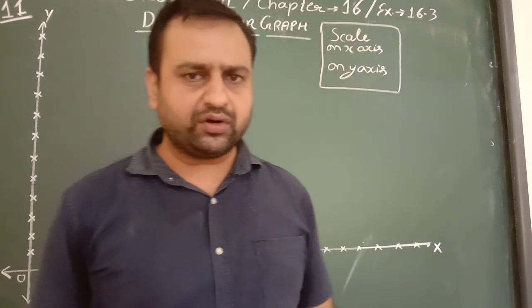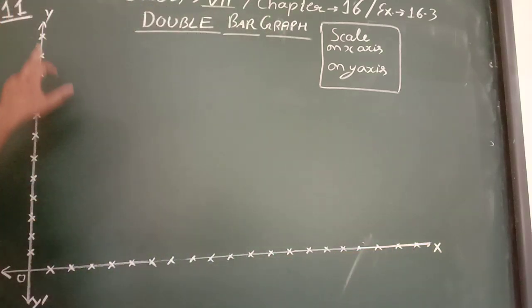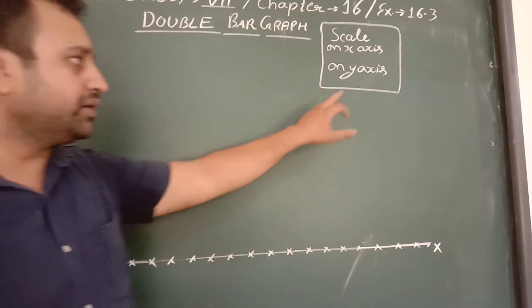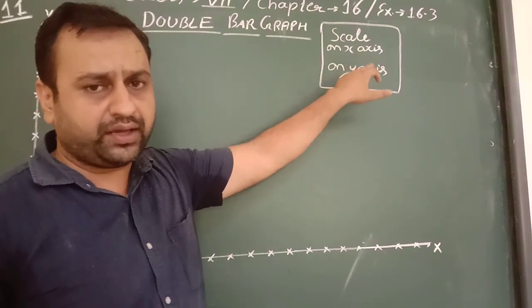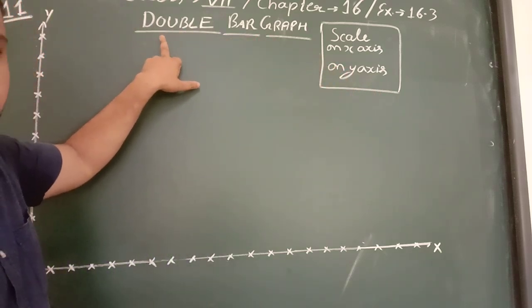Firstly, similar to a bar graph, we draw a horizontal line which is called the x-axis and a vertical number line which is called the y-axis, and this is the origin. Write the scale on the x-axis and y-axis, and the heading: double bar graph.